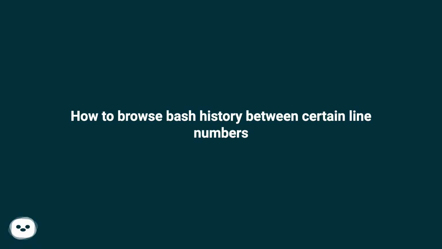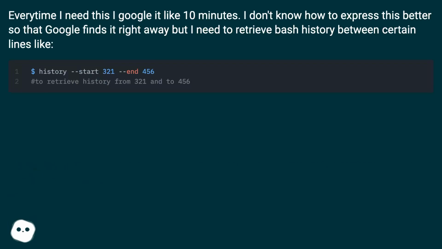How to browse bash history between certain line numbers. Every time I need this, I Google it like 10 minutes. I don't know how to express this better so that Google finds it right away, but I need to retrieve bash history between certain lines.